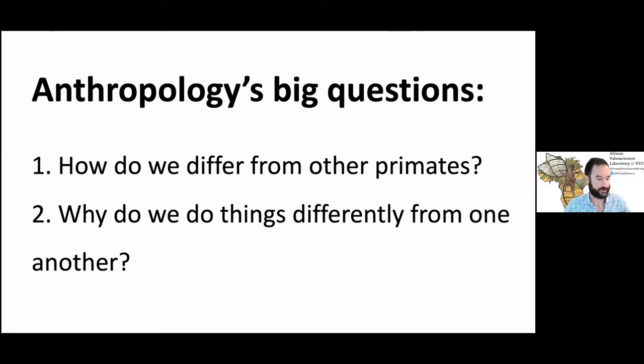And what does this tell us about our evolution as a species, what makes us special, and what makes us similar to these other organisms? Secondly, why do we do things differently from one another? Why do we have this incredible behavioral diversity that today characterizes our species around the world? Where does it come from and what drives it? There's no innate reason for us to be so different, unless we consider the context in which we've evolved. For me, these are the two big questions that really drive anthropological research.